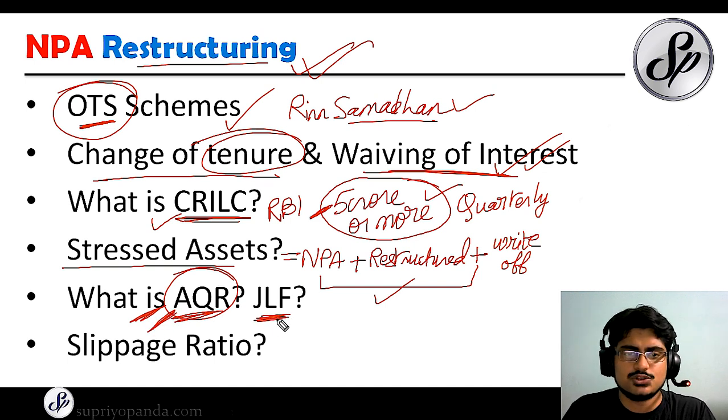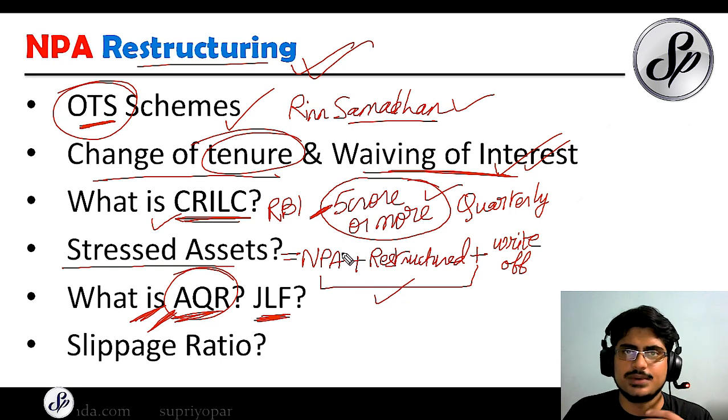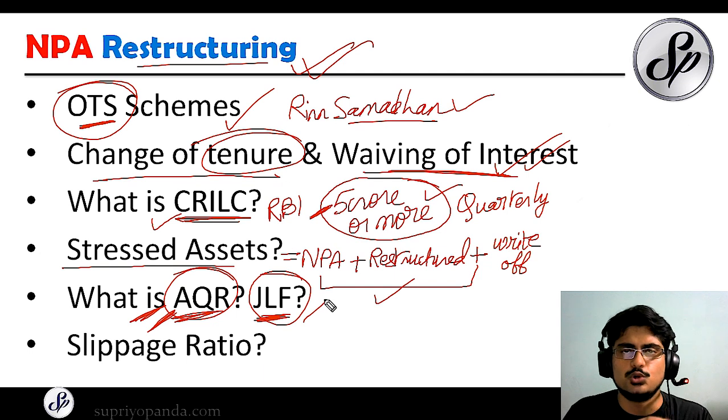And the JLF, the Joint Lenders Forum. As we talked about, the RBI used to have different kinds of schemes like the SDR, the CDR, the S4A, etc. All these schemes were handled under the JLF, or the Joint Lenders Forum. Basically all the banks which had given loans to one particular company could come together and have a discussion regarding how they would resolve those NPAs. That used to happen, but now the IBC has replaced it, so we don't need it now.